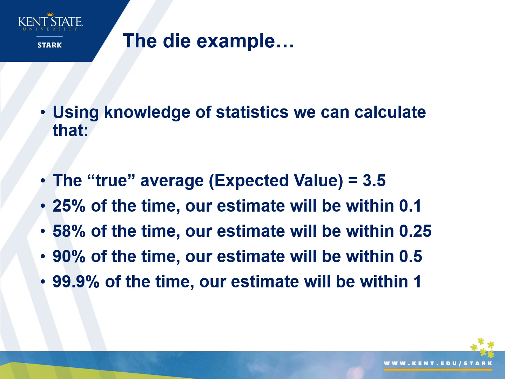58% of the time, our estimate will be within 0.25 of that true average, so 3.25 to 3.75. 90% of the time will be within 0.5 of 3.5. And 99.9% of the time, our estimate will be within 1 of 3.5, which is to say it's extremely rare to get an average for 30 die rolls that falls outside of 2.5 to 4.5.